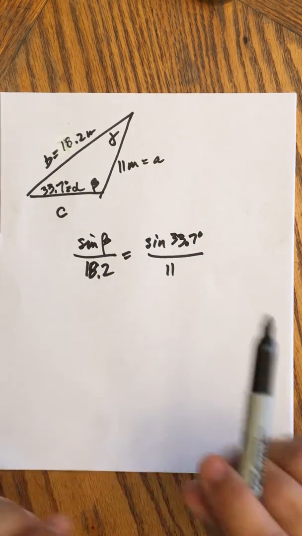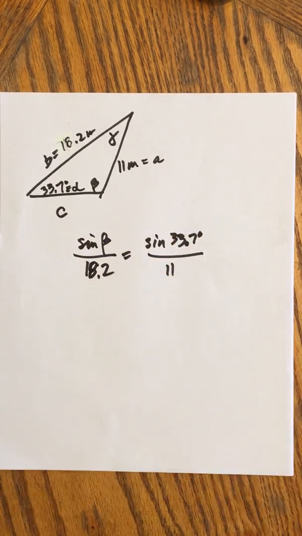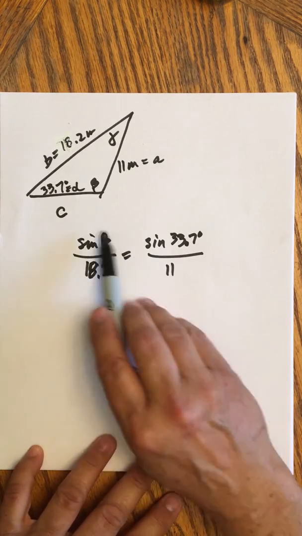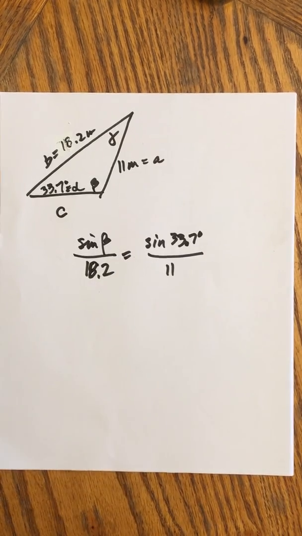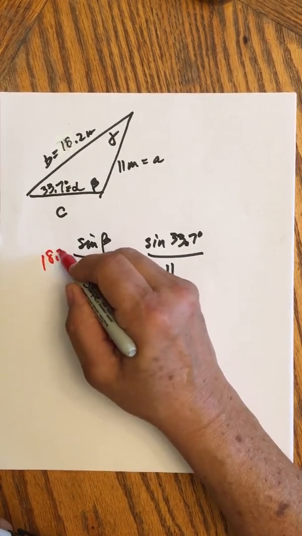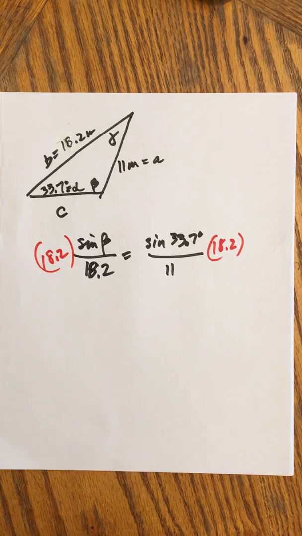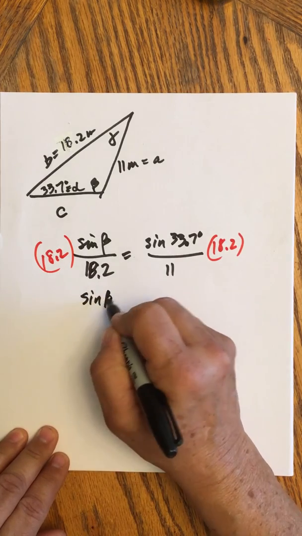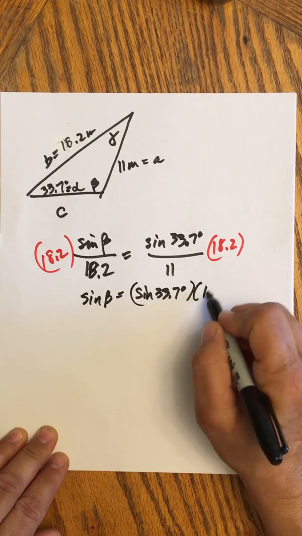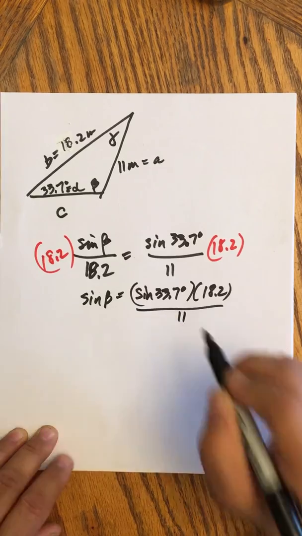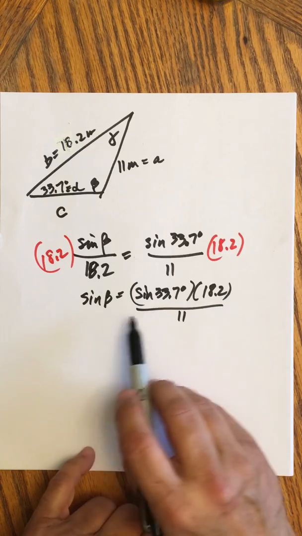What I meant is that I could have switched this and had the lengths in the numerator and the angles on the bottom, but it's easier to do it this way, with the unknown in the numerator. At this point, I'm going to multiply both sides by 18.2. That way I have sine of beta equal to sine of 33.7 degrees times 18.2 over 11. Now I can find this value and then take the inverse sine.